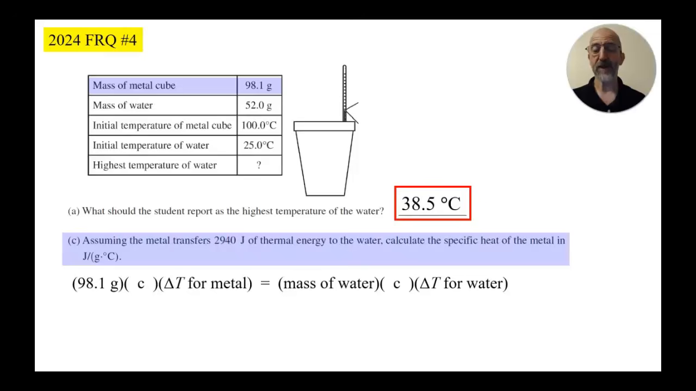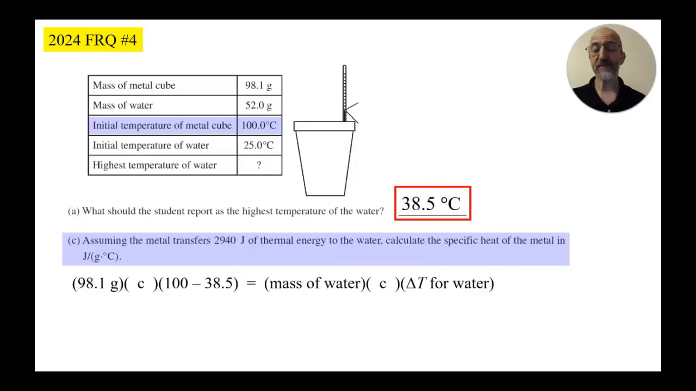So the Q equals mc delta T for the metal is equal to the mc delta T for the water. So I've got 98.1 grams of metal. I'm looking at the data in the table. The specific heat capacity of the metal is, I don't know. The delta T for the metal would be the difference between the initial and the final. So that would be 100. Now we're not doing 100 minus 25. Those are two different initial temperatures. We're doing 100 minus 38.5.